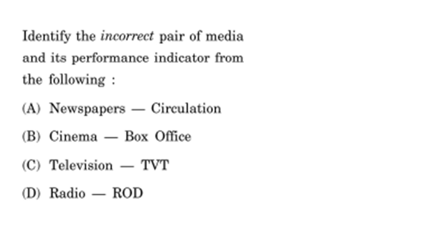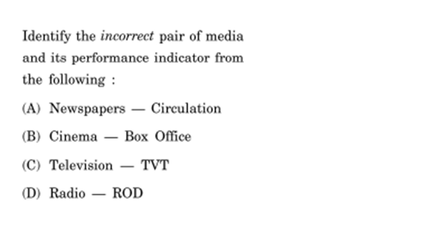So friends, we can easily eliminate options A and B here, as we know that the performance indicator for a newspaper is circulation. We know that this is a very big circulated newspaper like The Hindu and Times of India. And in case of B, any cinema's box office is its performance indicator, as we say box office hit, box office flop. And we have confusion between C and D.